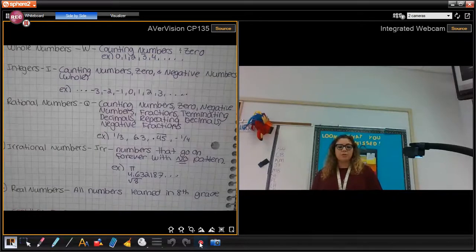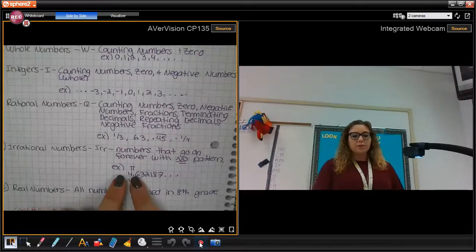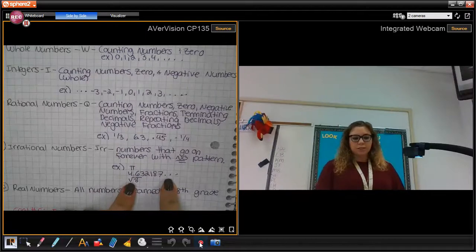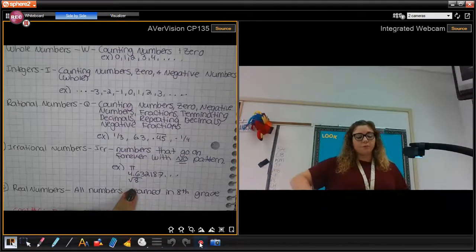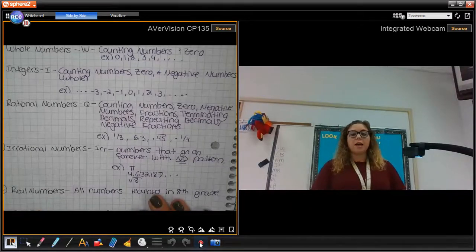Irrational numbers are numbers that go on forever with no pattern. So pi goes on and on and on. This decimal does not have an end. So this would be irrational. If you put the square root of 8, that decimal is going to go on forever. So irrational numbers are numbers that have no pattern, has no end.